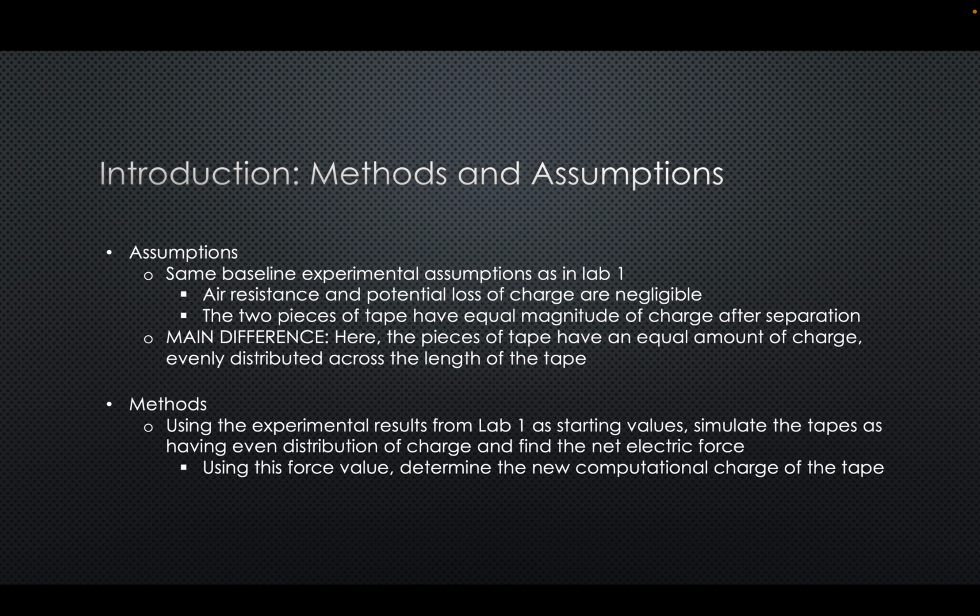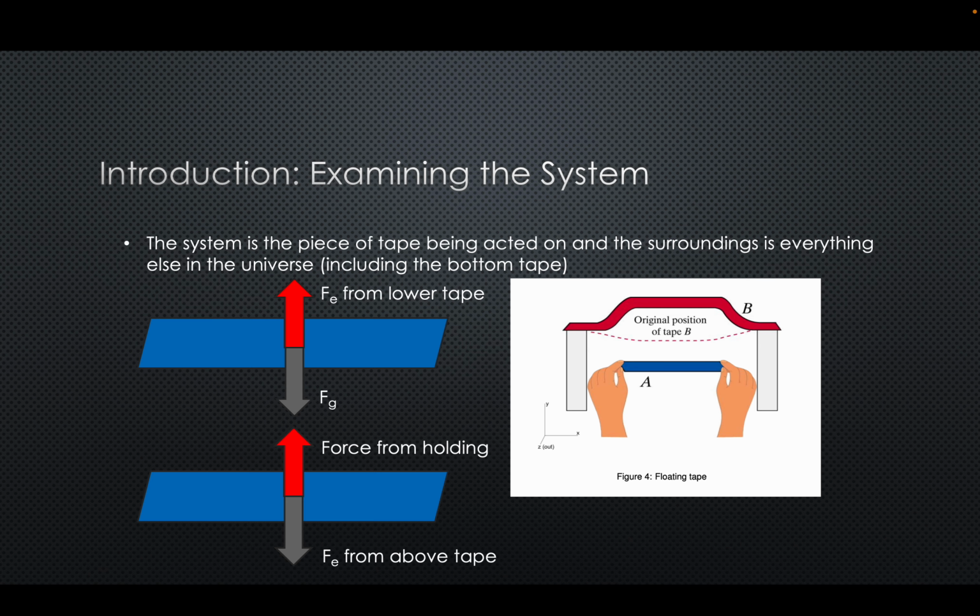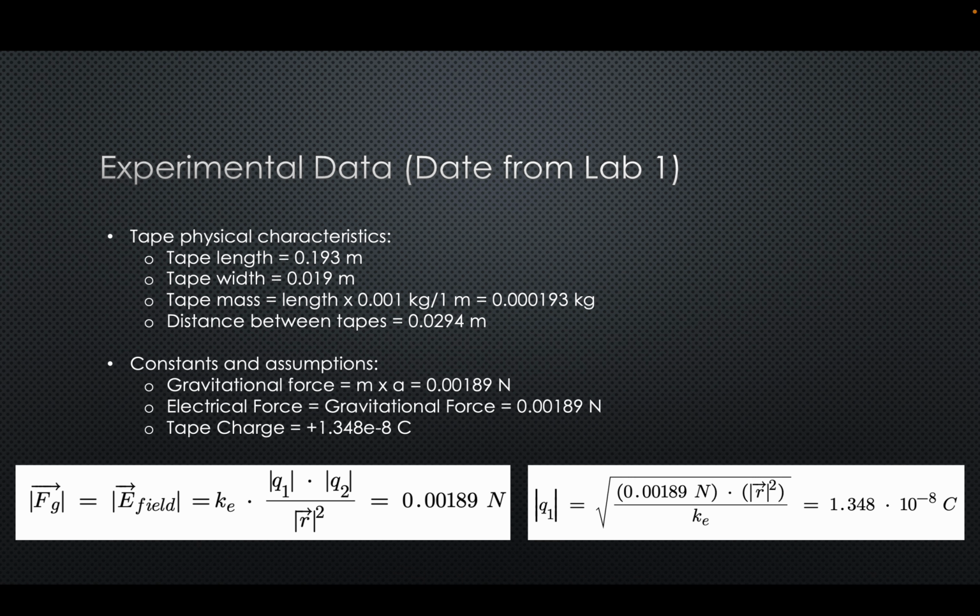In this case, we're creating a model to simulate that even distribution of charge, and then, based on the electric force it calculates, finding the charge of the tape that would provide that amount of force. So, a simple model showing the system: the top tape has a net force of 0 due to gravity and electric force canceling each other out, and we are finding what charge the bottom tape would need to allow for that to happen. From lab 1, the distance between the tapes was 0.0294 meters, and the computational model for point charge found that the tape had a charge of 1.348 times 10 to the negative 8 coulombs, a positive charge.